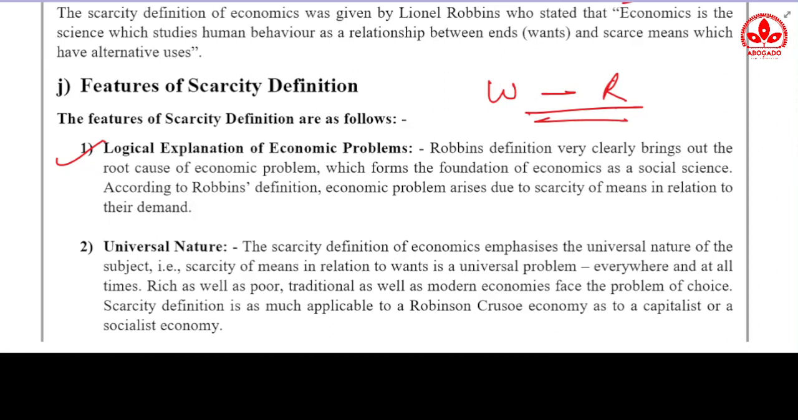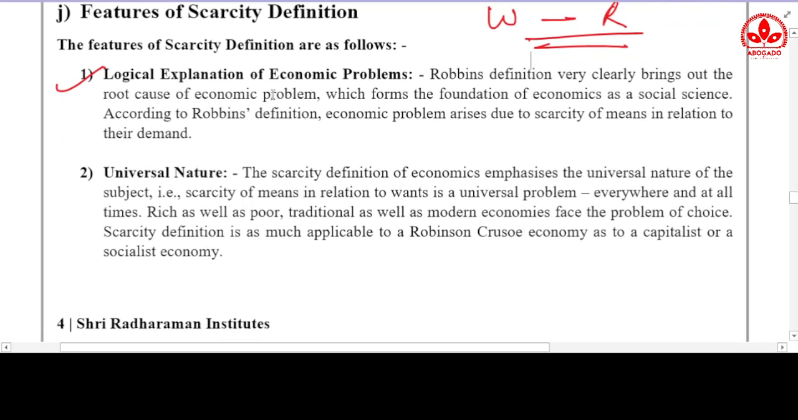So the first feature, or the first advantage, is that it gives the logical explanation, because in reality there is something which we call wealth, and there is something, sorry, which we call want, and there is something which we call resource. So the combination of these two, that is the main focal point of economics.